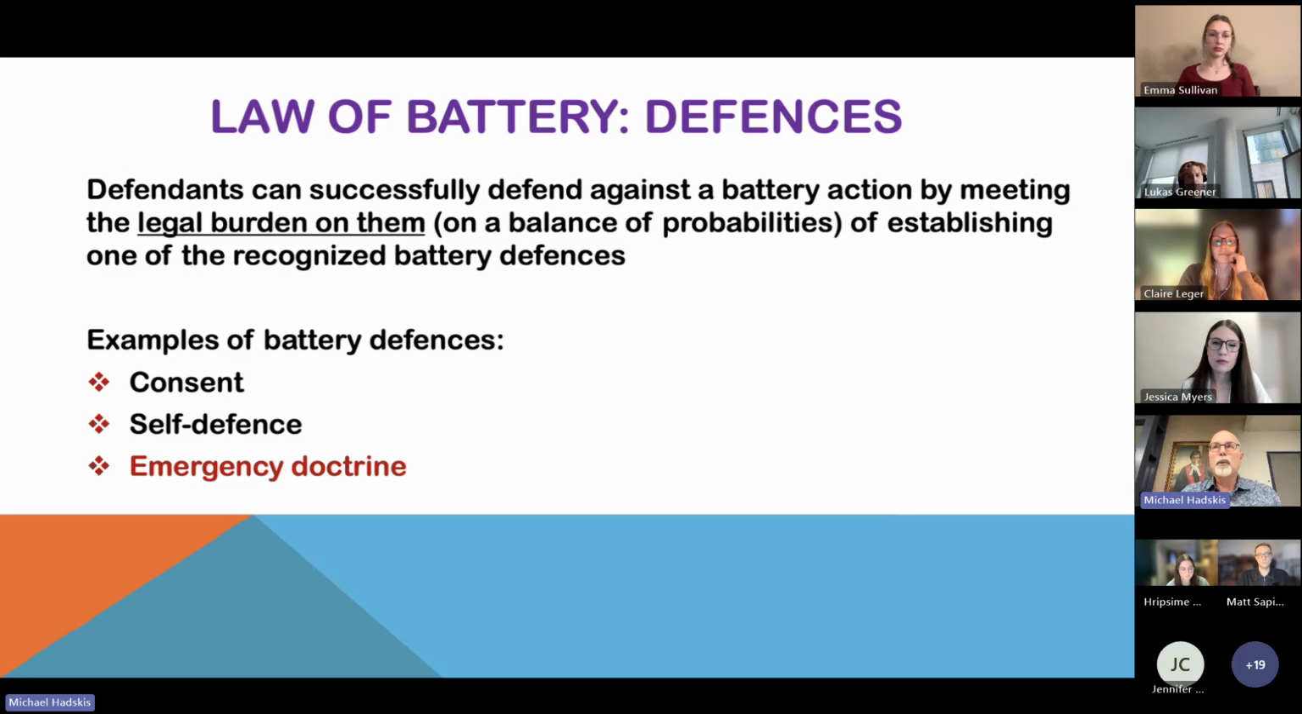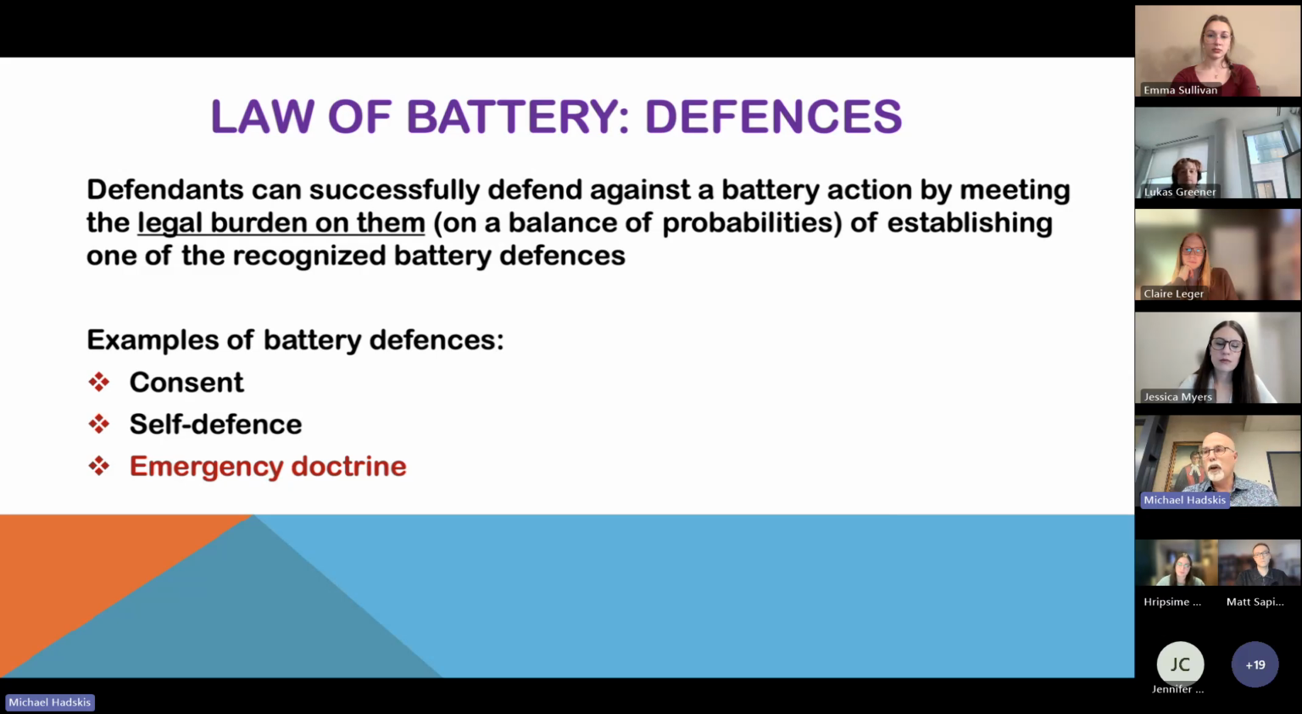A boxing match would be an example of that, where both combatants agree to the boxing match. And so you may have consent, and that would be a defense. And if the defense applies, there would be no battery. Self-defense is another. You won't be surprised to learn that if someone is about to attack you or is in fact attacking you, you can defend yourself, which may involve inflicting some bodily harm on the attacker. And that'd be self-defense. And if established on a balance of probabilities, that would be a complete defense to battery.